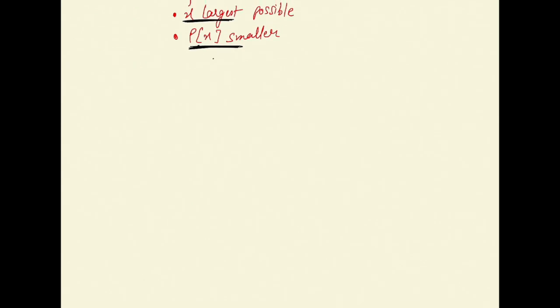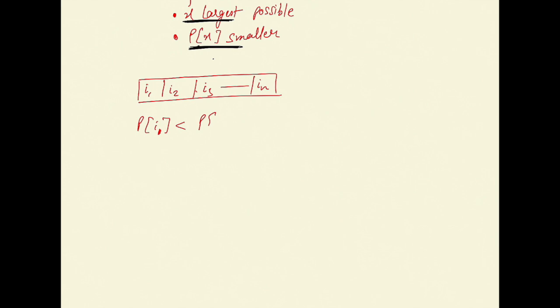So the idea is this: we'll maintain a queue so that the indices in the queue will have an increasing order when we consider the corresponding values of those indices in the array P.